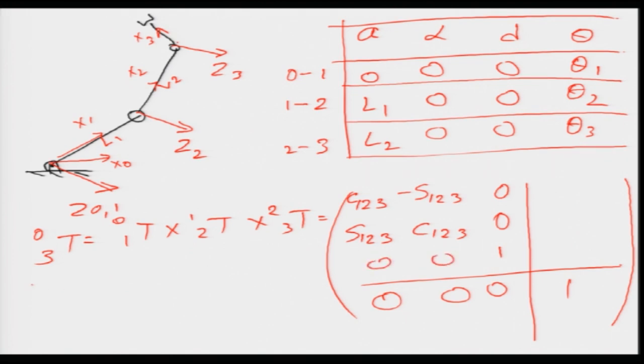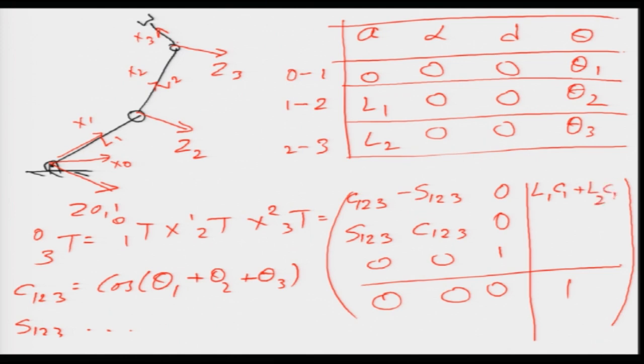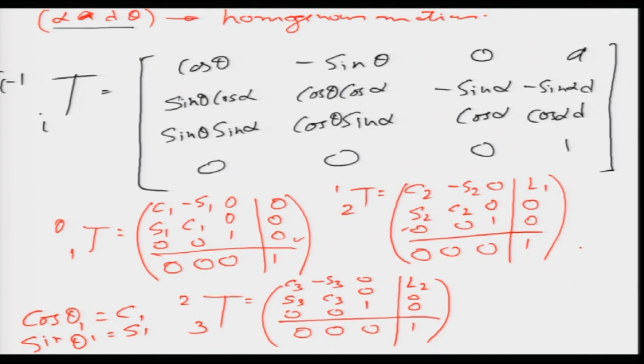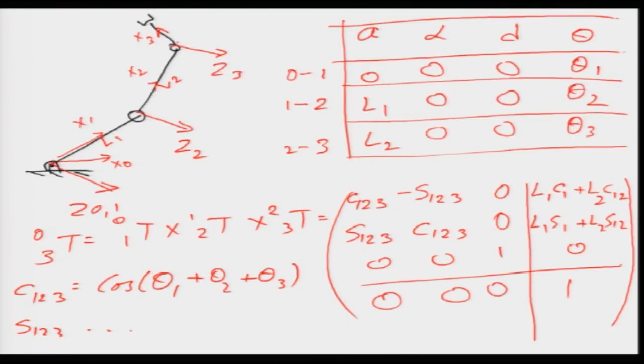So again, I am writing in short, cos 1 2 3 means cos(theta 1 plus theta 2 plus theta 3). Similarly, sin 1 2 3 means sin(theta 1 plus theta 2 plus theta 3). What about this part? This part would mean L1 cos 1 plus L2 cos 1 2, and then we have L1 sin 1 plus L2 sin 1 2, and this is 0. So you can multiply out these three matrices, and what we will get is the total transformation matrix from the third frame to the second frame.